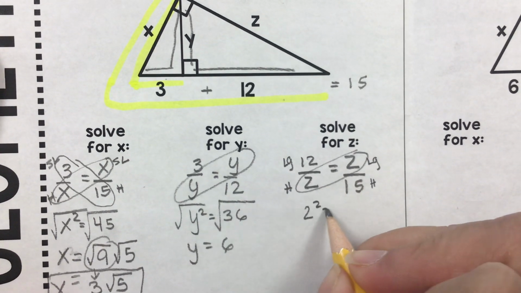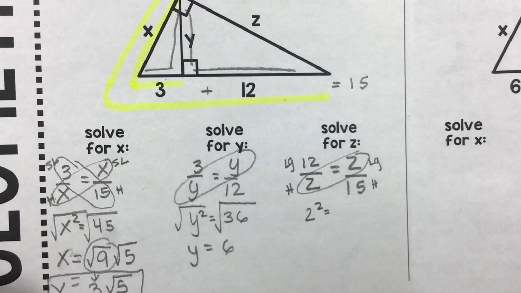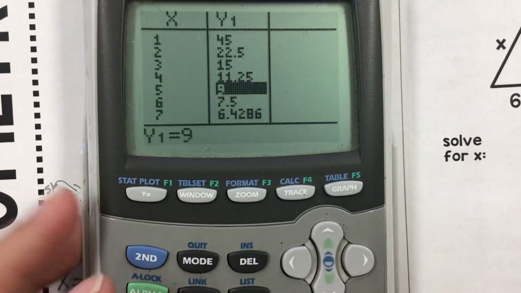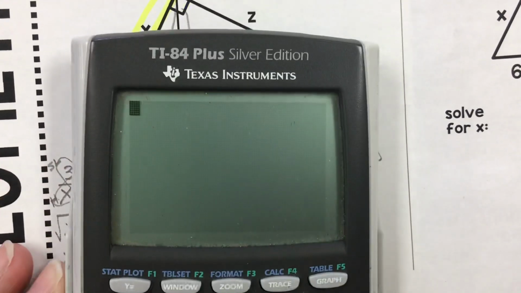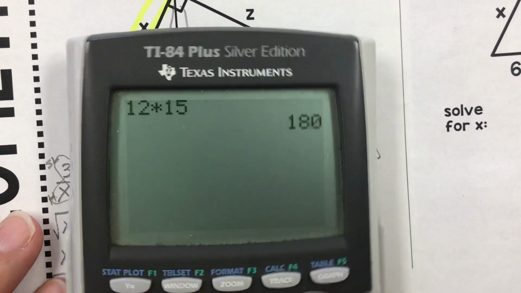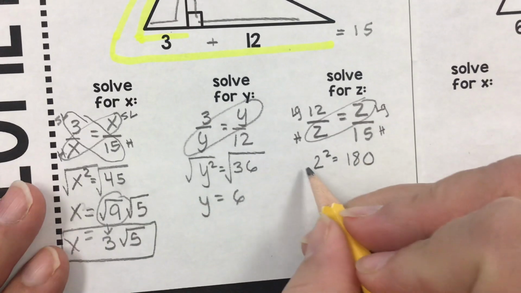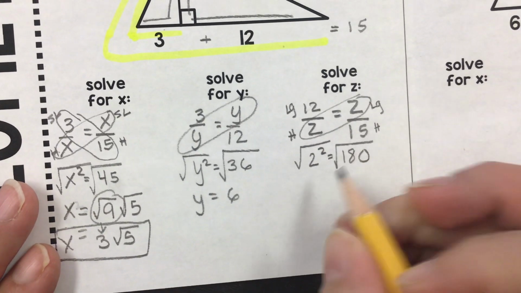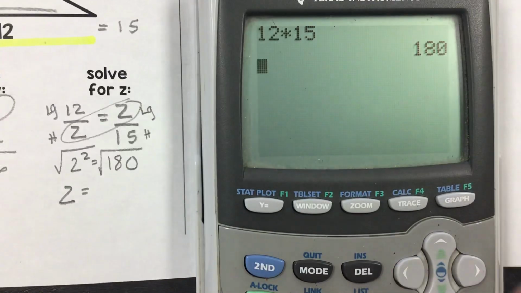Z squared is equal to, so if you're on this screen, the way you get out of this screen is second mode. That takes you back to this one. 12 times 15 is 180. Gonna square root both sides. Z is equal to, you're looking for factors that would simplify.